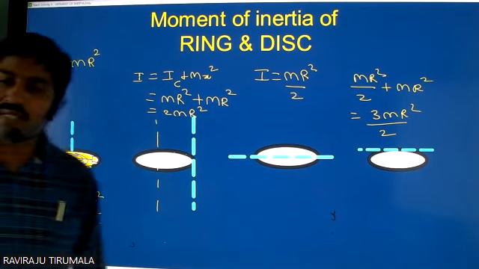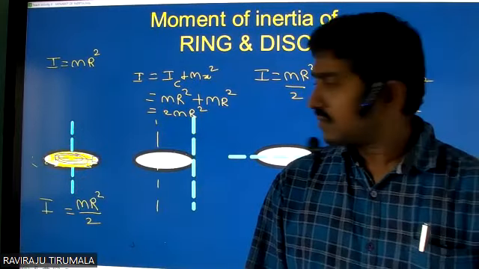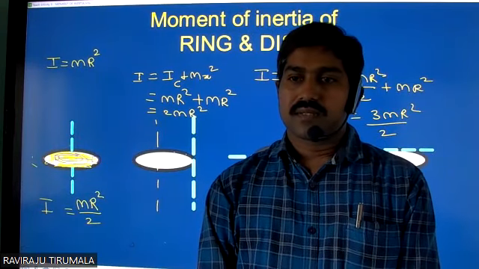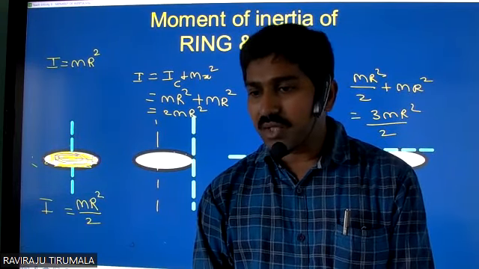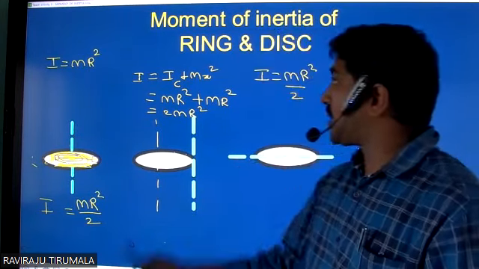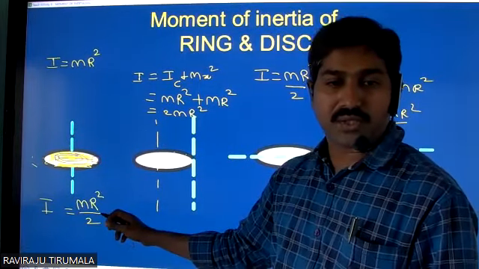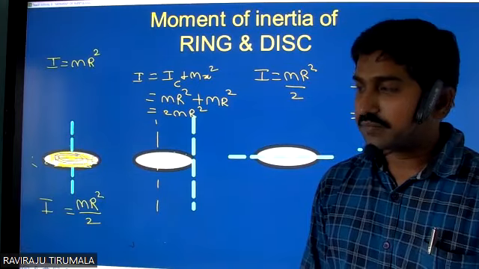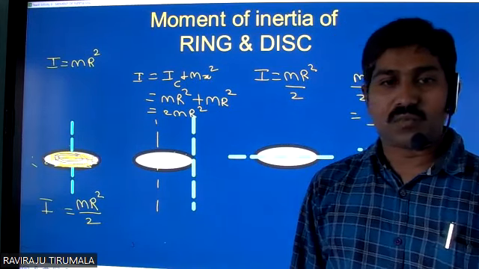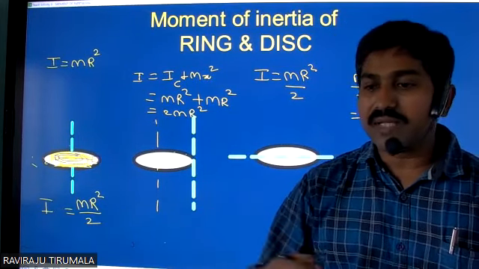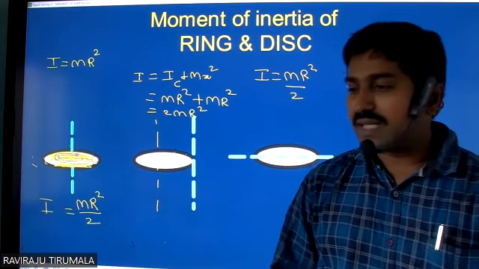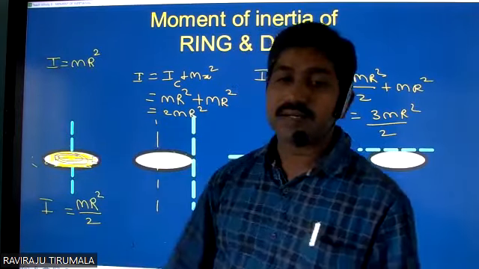Now, can you answer one question? Which one is easier, to rotate a ring or to rotate a disk? It depends on opposing nature only. Opposing nature is more for which one, ring or disk? For ring it is mr square. For disk it is mr square by 2. Which has more opposing nature? Ring has more opposing nature. Disk has less opposing nature. So moment of inertia less means we can easily change the state. So in case of disk, it is easier to change the state when compared with the ring.